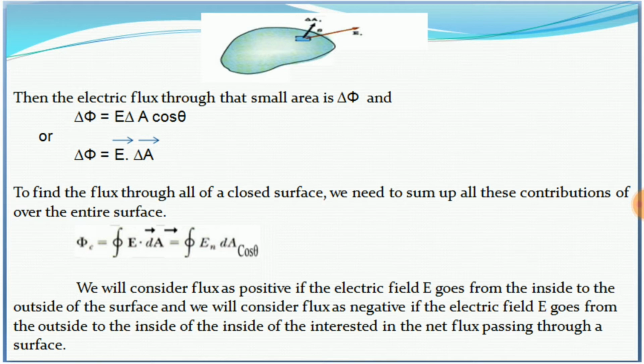We consider flux as positive if the electric field E goes from the inside to outside of the surface, and we will consider flux as negative if the electric field E goes from the outside to the inside of the surface we are interested in for the net flux.